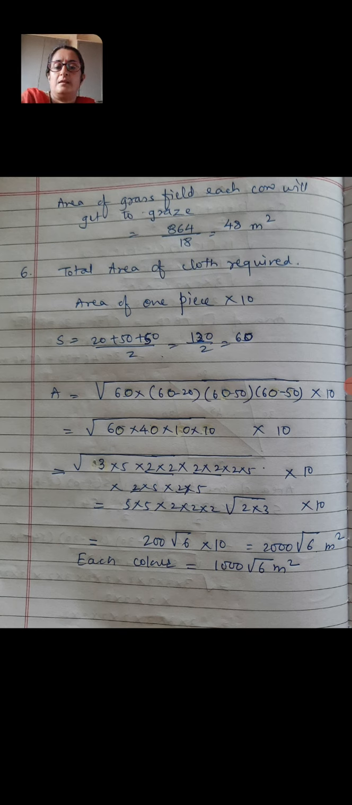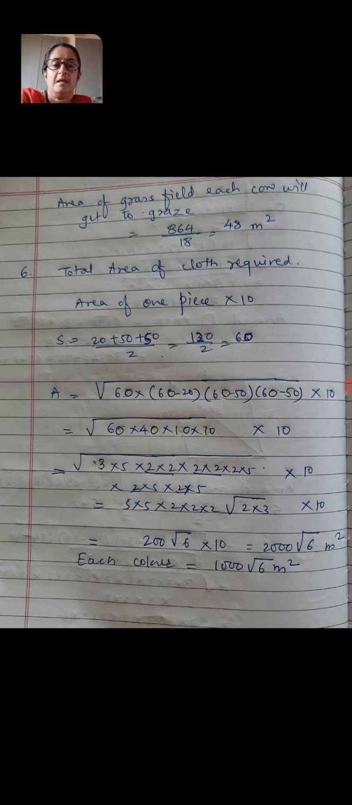So 200 root 6 is the area of one triangle. Into 10, if you do, you will get 2000 root 6 meter square area required for the whole umbrella. Now it is of two colors, so each color of cloth will be half of that, 1000 root 6. So 1000 root 6 meter square of cloth of each color has to be used to make that umbrella.